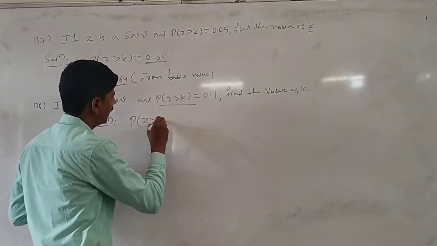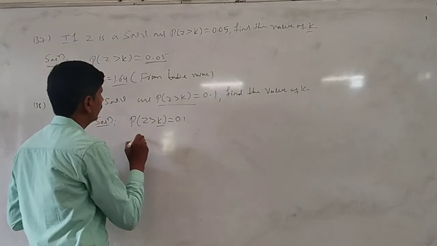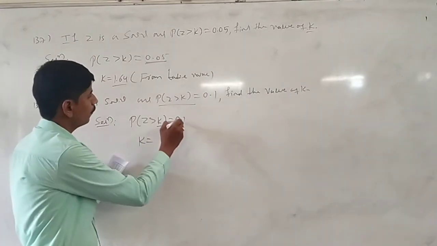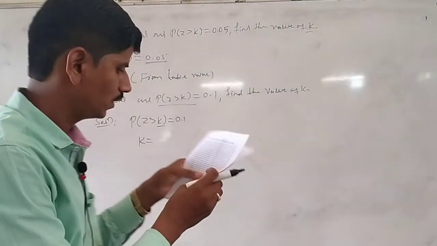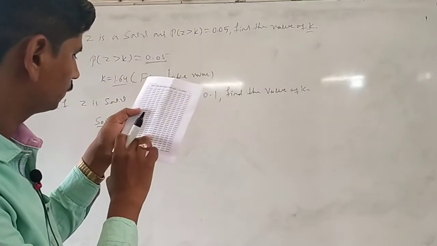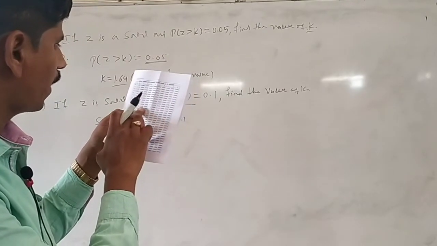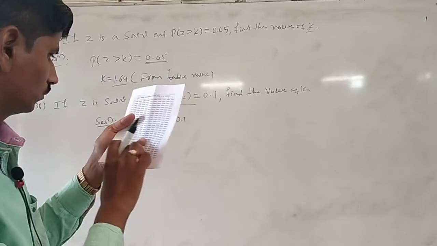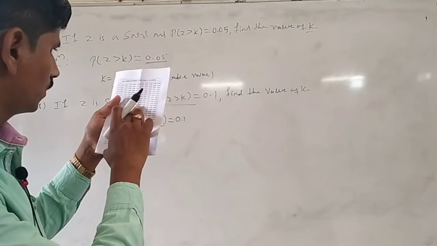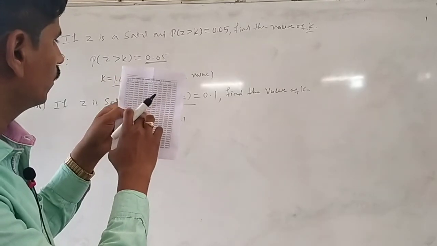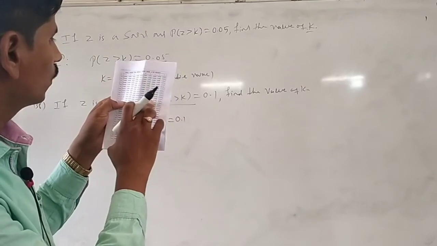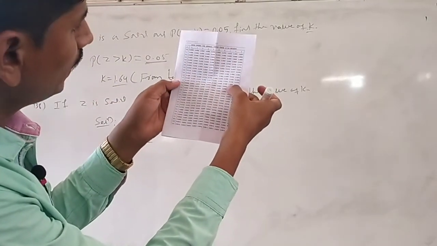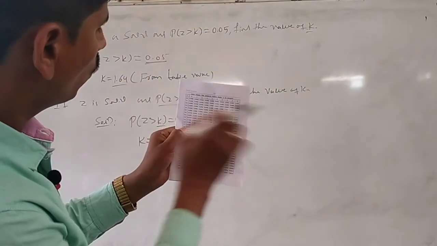The probability of Z greater than K is 0.1. You have to find the K value, searching from table values for where 0.1 belongs. See here 0.1003, approximately 0.1. It belongs to 1.28.